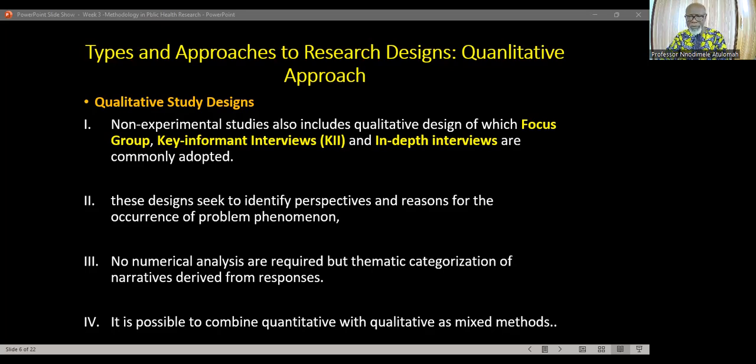Where is this thing now? Somebody has it. Okay. So we now find out through focus groups, key informant interviews, and in-depth interviews.